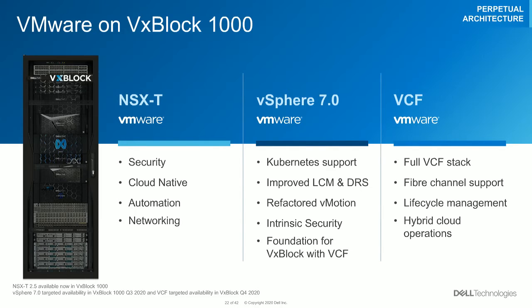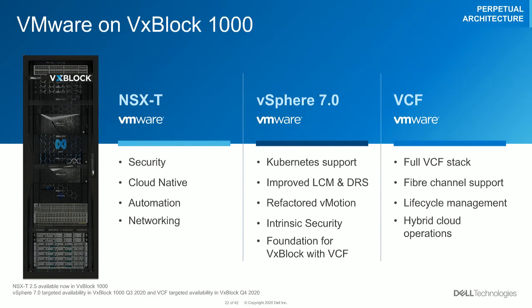When you look at the VMware portfolio and what we can offer from a software-defined networking and true cloud-like operations, we do now have full support of NSX-T in our VxBlock 1000, along with the rest of our 350, our 540, and our 740 products. Also fully support NSX-T as well. Again, I had mentioned that we will soon be supporting vSphere 7. Again, utilizing all of the goodness that is coming from vSphere 7.0 around Kubernetes support, improved LCM and DRS, refactored vMotion, and intrinsic security.